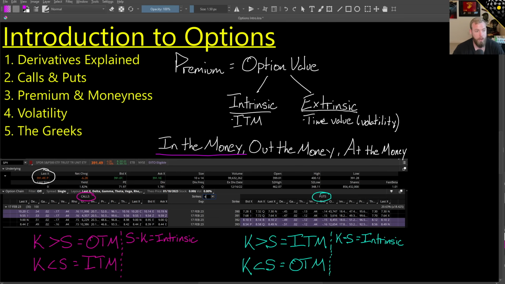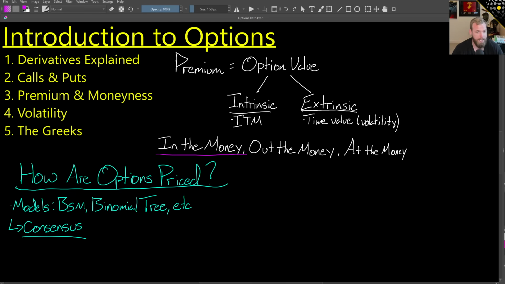Now, when we're talking about extrinsic value, notice how I've been referring to it as time value, because that's just how much time is left in the option. There's some important details when we talk about that, and I want to get into that right now. So when we're thinking about this premium, how do we come up with this? Is it just a random number that falls from the sky? How do we determine the premium of an option? Well, there are different pricing models that are used. The Black-Scholes-Merton model is a common one you're going to hear, binomial trees. There's lots of different ways you can price options. The most important thing for you to know as a new options trader is it's consensus driven.